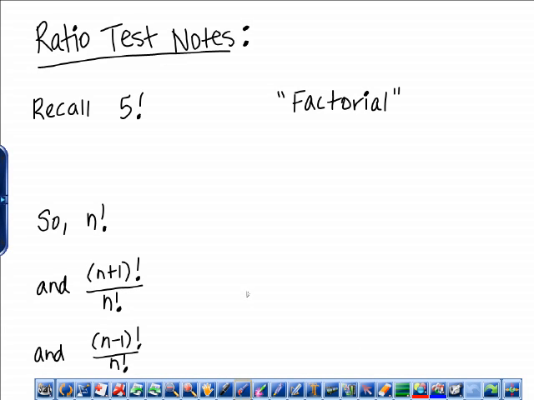Okay, so this is the ratio test notes. You're going to go ahead and take these notes on notebook paper, so if you don't have notebook paper out, go ahead and get that out now.